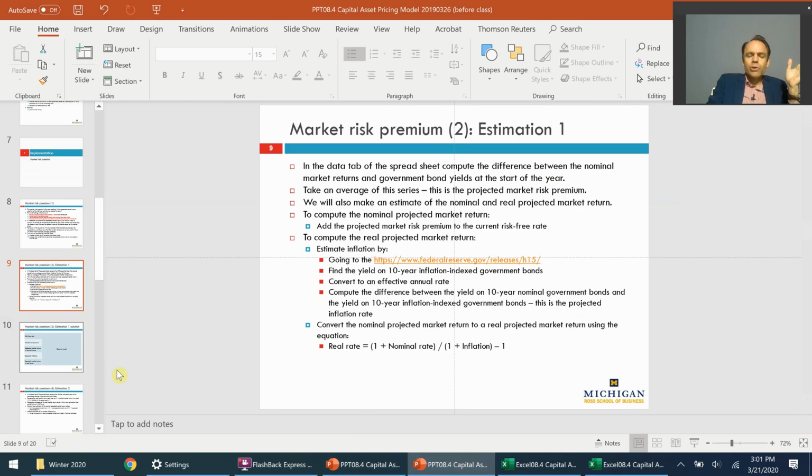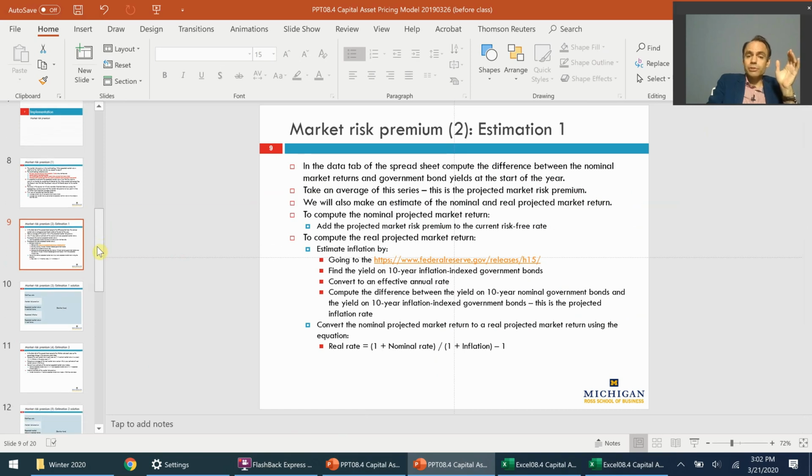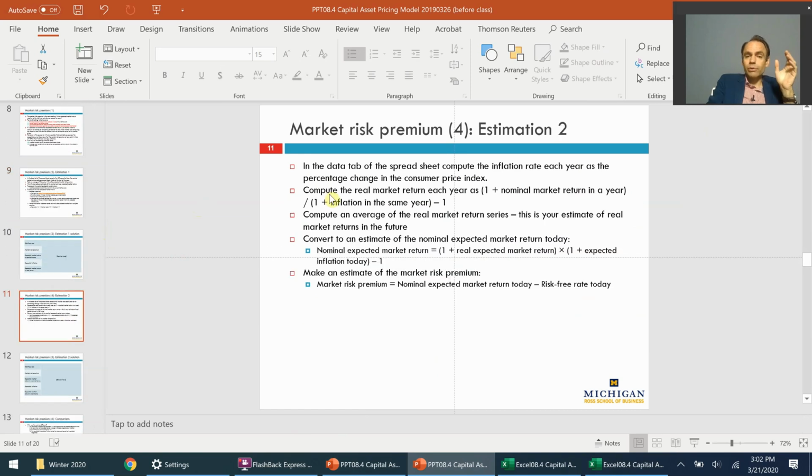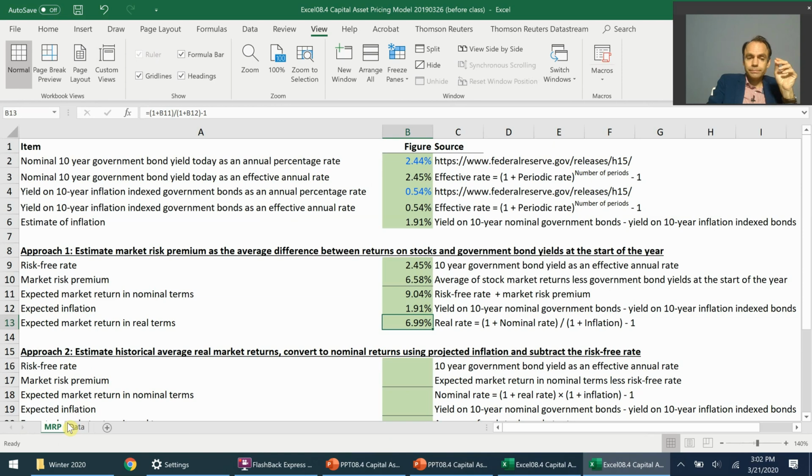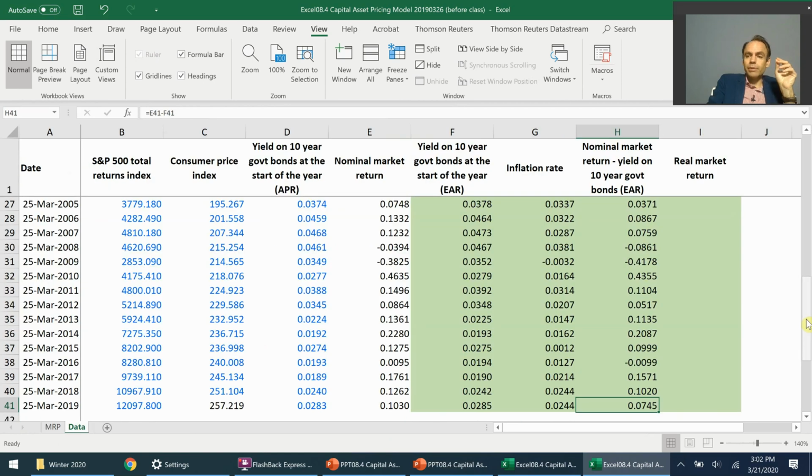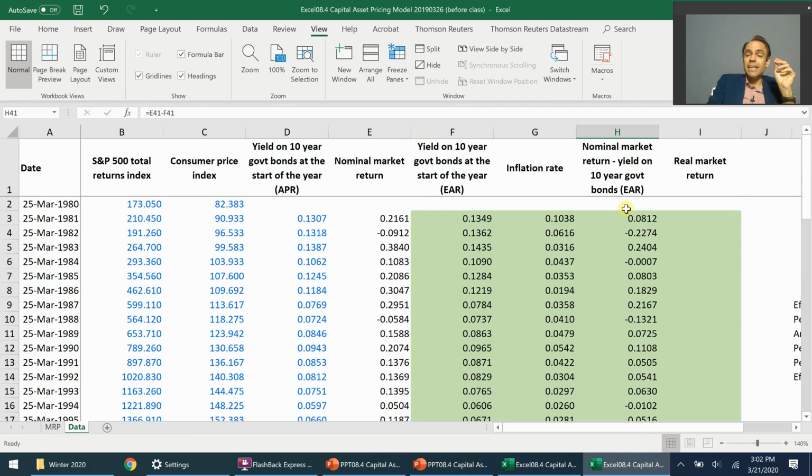Well, that's not the only way that we can estimate the expected market return. There's a different time series we can estimate here. What we're going to do is look at historical real returns in the marketplace, and this is going to be estimation 2. So we're going to go to our data tab, and in the data tab I'm going to compute the real market return in each year.